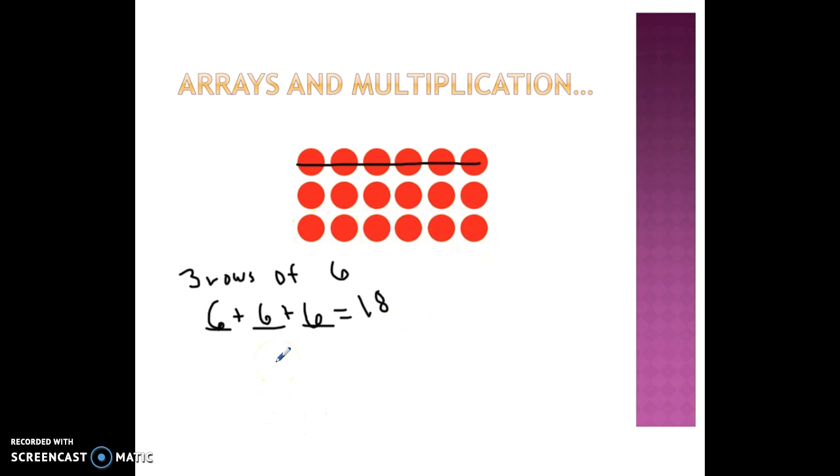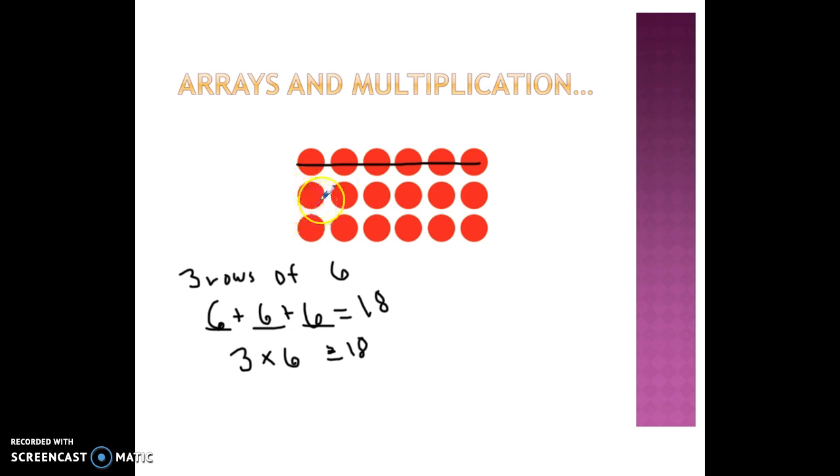Now to write my multiplication fact, it would be 3 rows of, so it would be times 6 equals 18. So 3 times 6 equals 18.